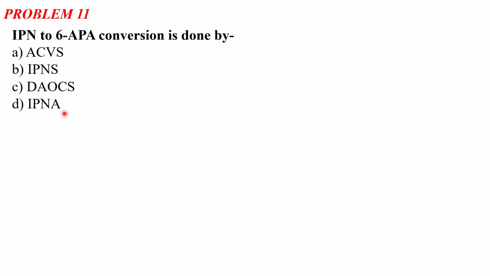Sometimes the questions can be given to you only in the abbreviated form. So that's why it is very important to remember the abbreviated forms of the particular things. Otherwise this kind of question answering will be a little bit trickier. But if you remember the abbreviated forms, you can easily answer this kind of problems. IPN to 6-APA conversion is done by which enzyme? ACVS, IPNS, DAOCS, or IPNA?